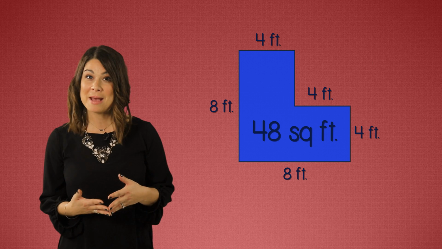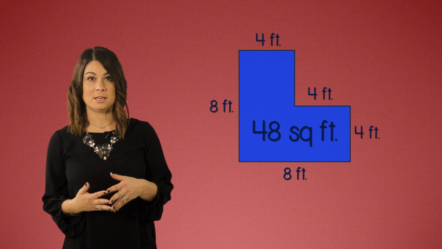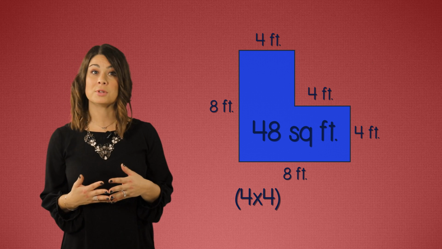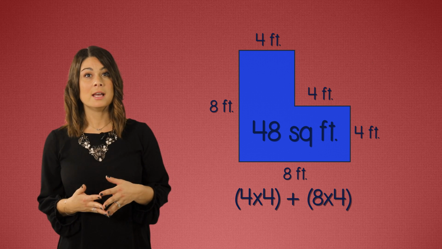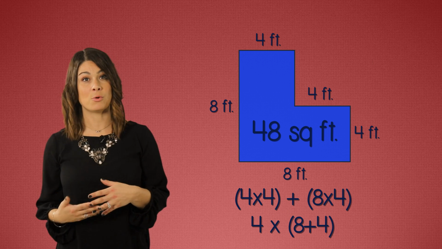Awesome. And remember, because of the distributive property, this expression, 4 times 4 plus 8 times 4, can be rewritten as 4 times 8 plus 4. But is there another way to find the area? What if, instead of adding the two areas together, we subtracted one area from another? Let's take a look.